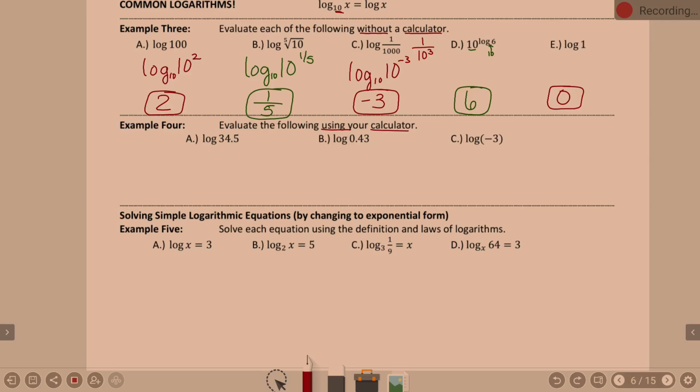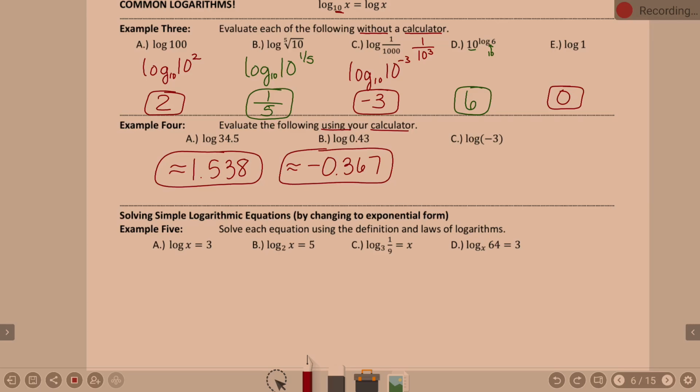What are we getting on this one? This is approximately 1.538 according to the calculator. You want 3 decimals on one? I think so. What about B? Log of 0.43. Negative 0.367. Is he right, I hope? Yes. I say I hope because I wrote it down without looking.